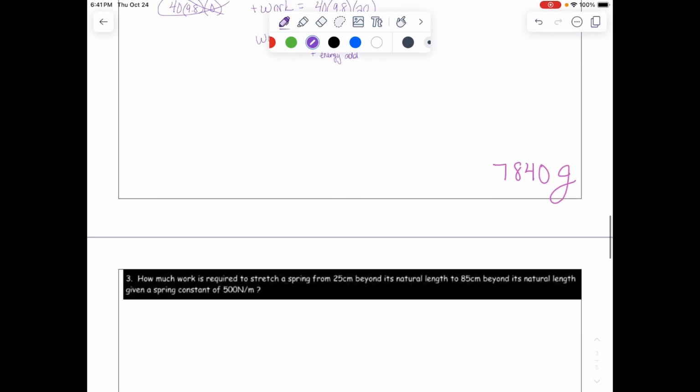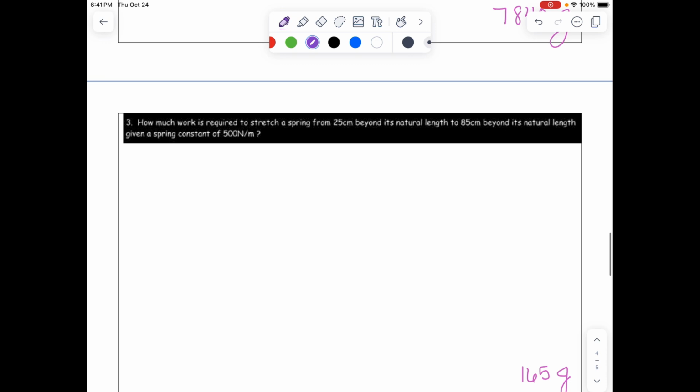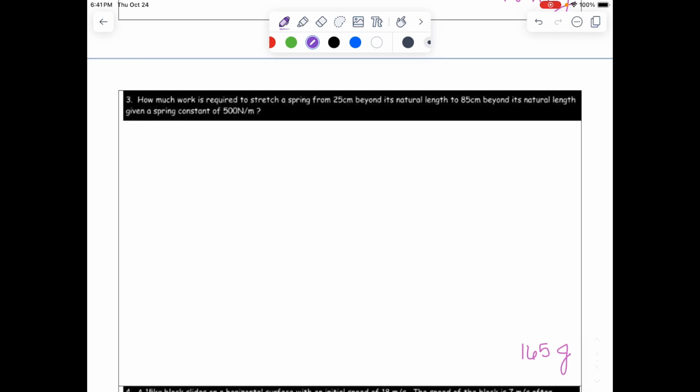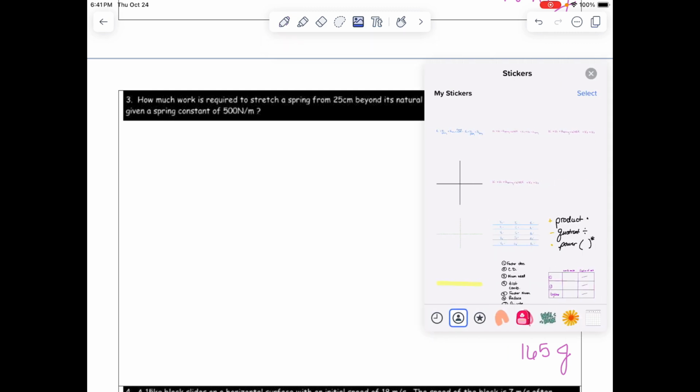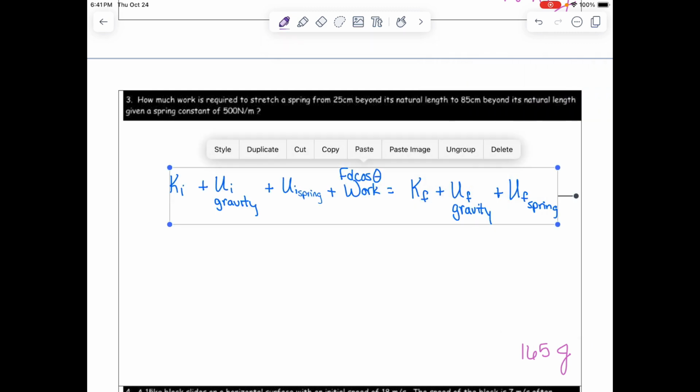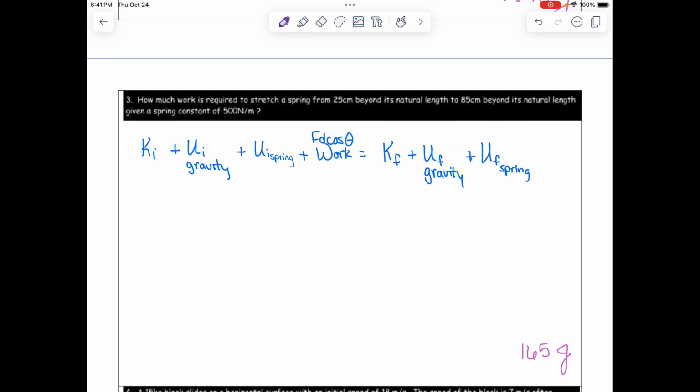Again, not going to worry about significant digits right now. They can do that on the homework. How much work is required to stretch a spring from 25 centimeters beyond its natural length to 85 centimeters beyond its natural length? So if this is the natural length, we're going to start 25 beyond, like here when it starts, and then it's going to go to like here. Make sense? Yes. Okay, I'm just going to shrink that down and get that out of the way.